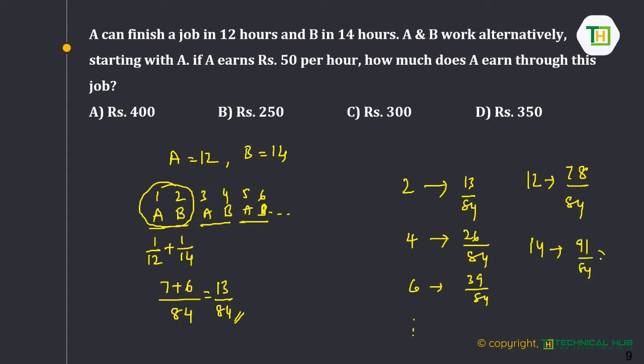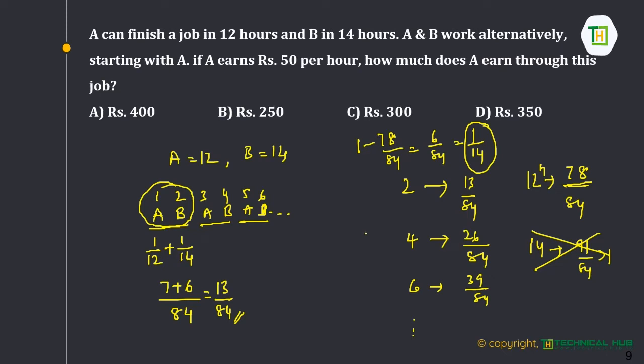It is more than one. So they are working more than one work. I don't want to consider up to 14 hours, so let's consider up to 12 hours. In 12 hours, they can finish 78 by 84. Now, how much work is still remaining? 1 minus 78 by 84, which is nothing but 6 by 84. That is 1 by 14th of the work still remaining. So they worked for 12 hours. Now who is going to work in the 13th hour?